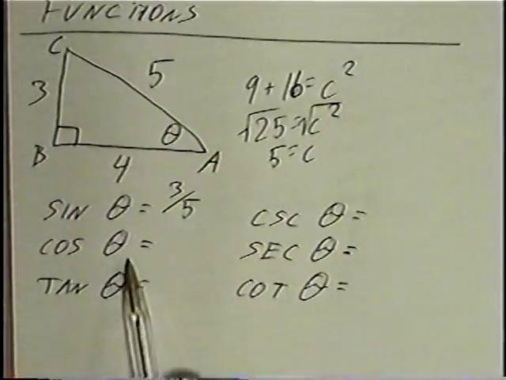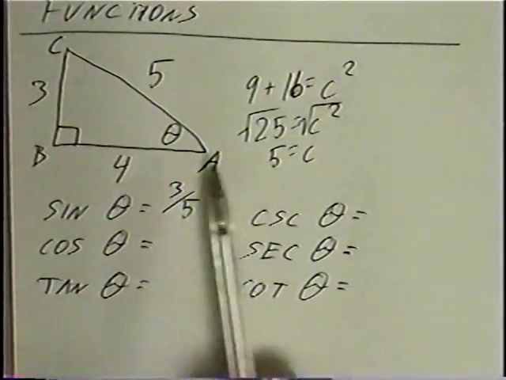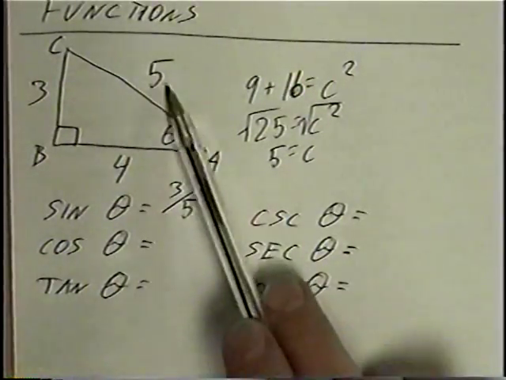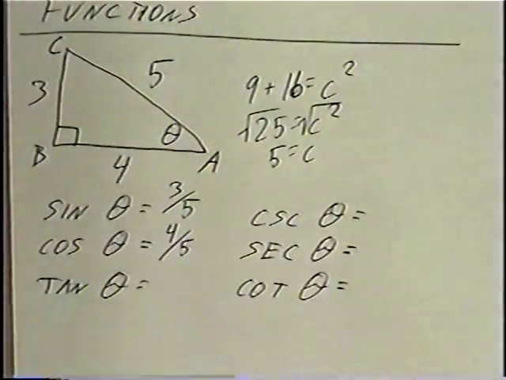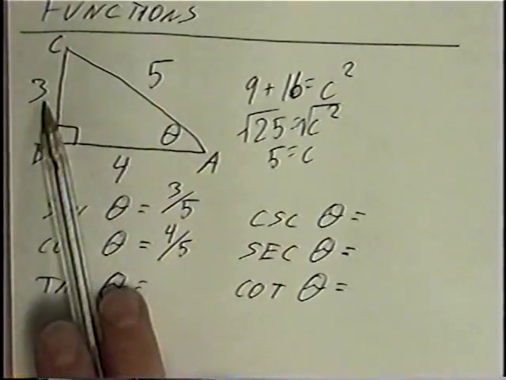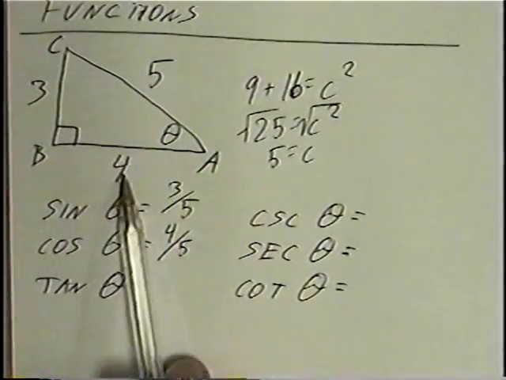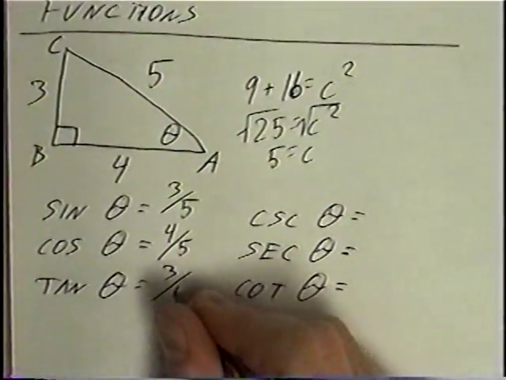Cosine of theta, cosine is adjacent over hypotenuse. Adjacent would be the side next to theta, over the hypotenuse 5, so cosine would be 4 over 5. Tangent of theta. Tangent is opposite over adjacent. Opposite of theta would be 3, and adjacent to theta would be 4, so tangent would be 3 over 4.